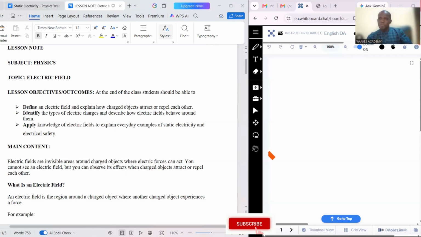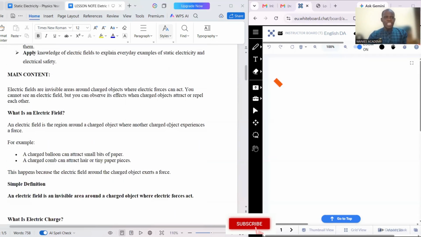Now, what does that mean? What it means is that, for example, a charged balloon can attract small bits of paper. A charged comb can attract hair or tiny paper pieces. So now, other objects experience a force. This happens because the electric field around the charged object exerts a force. In fact, it is the force that makes us know, oh, there's a field here. And what type of field? This is an electric field.